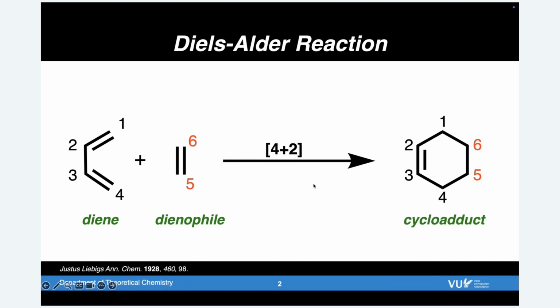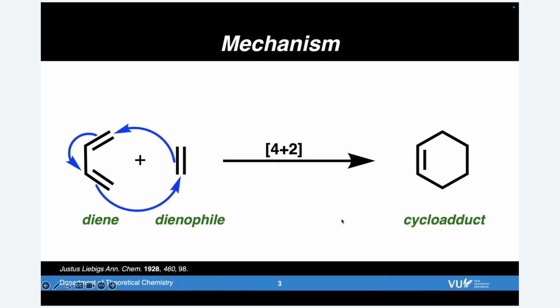They combine to form a 6-membered cycloadduct. These reactions are particularly interesting when your reactants are substituted, and these transformations typically go with a high degree of regioselectivity and stereoselectivity. So they're interesting synthetically, and they're very, very popular, well-studied reactions. The mechanism is shown here.